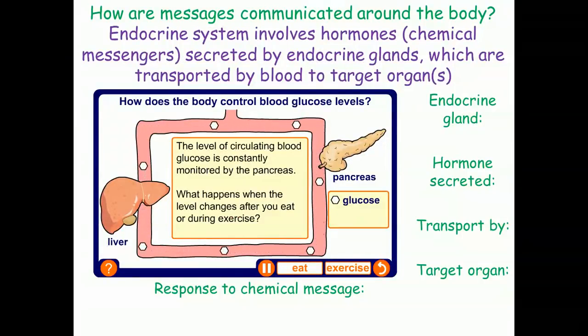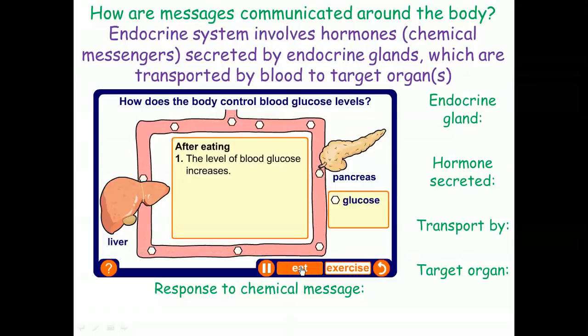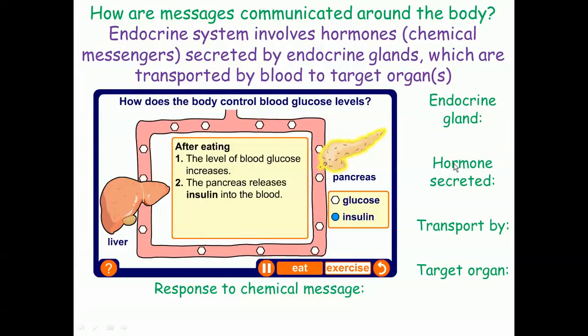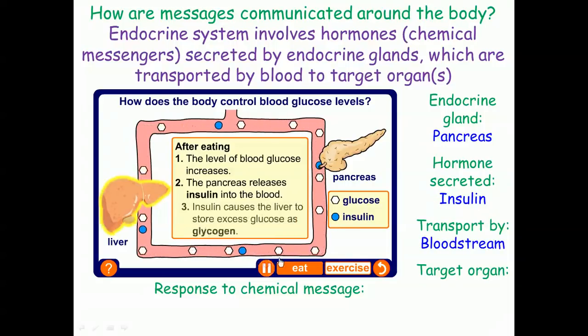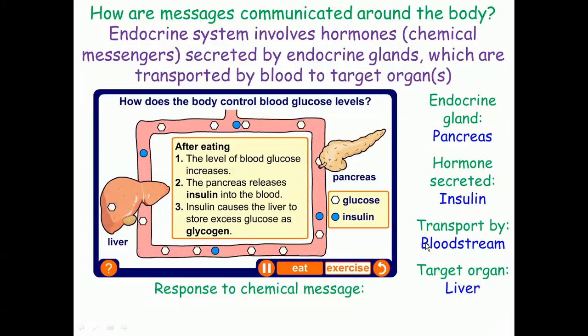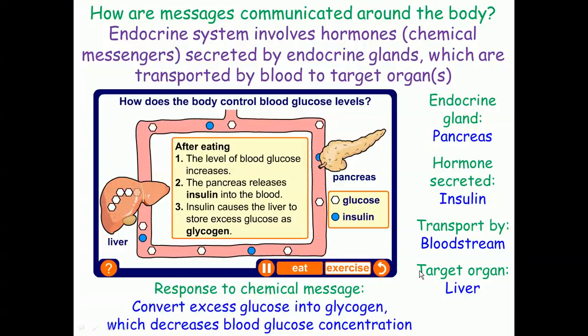So here's an example of using those keywords. When you want to control your blood glucose level, after eating, the amount of glucose in the blood increases. So your body has to send messages to decrease the blood glucose concentration. And this is done by the endocrine gland, the pancreas, which detects the high glucose concentration in the blood and secretes a hormone called insulin. The insulin is transported by the blood to its target organ, which is the liver. And then it causes changes in the liver, where the liver starts to store the glucose by converting it into glycogen, and this decreases the blood glucose concentration.